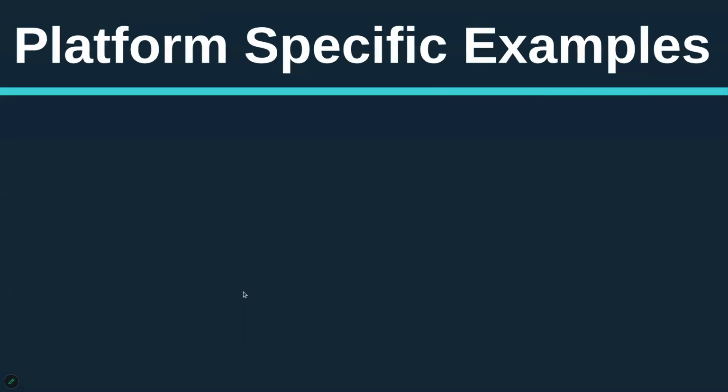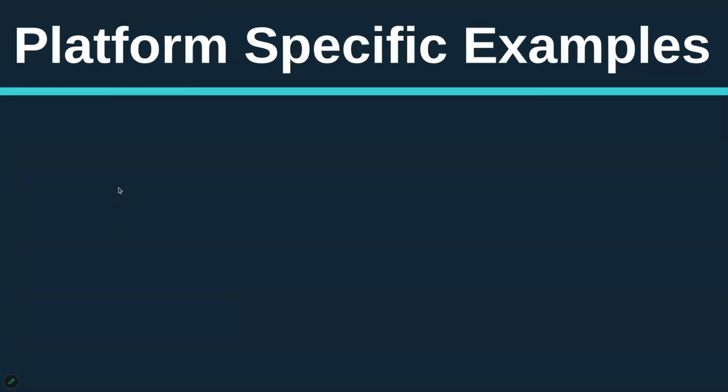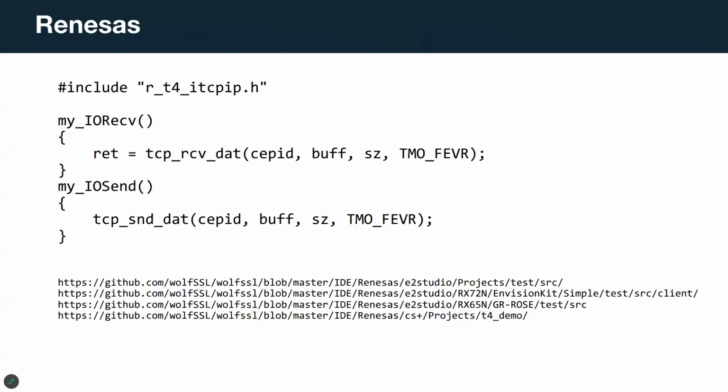All right, so some platform-specific examples. So for Renesas, the platform-specific examples are really, really simple, usually because the underlying platform has done a good job in making things easy. So Renesas has this r_t4_i_tcp_ip.h header file, and that specifies these APIs here that we're using for receive and send. And these functions appear in just about all the examples that we have for Renesas. And so you can see in these particular directories within wolfSSL how these APIs are used for these functions.